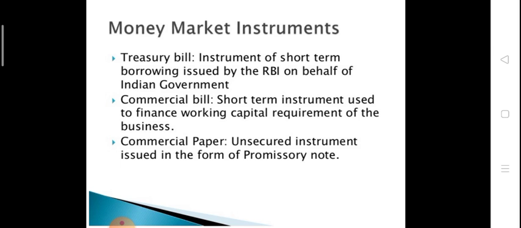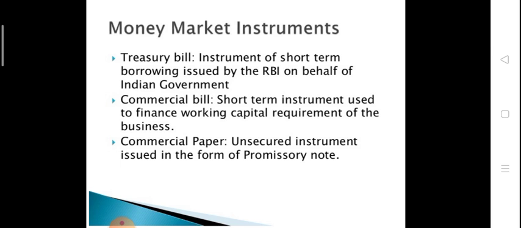Like if we purchase a treasury bill of 1 lakh, then we will get that treasury bill at 10% discount, means we spend only 90,000 to purchase that treasury bill, and if we want to sell that treasury bill, then we will get the full amount, means 1 lakh. So 10,000 is the profit.